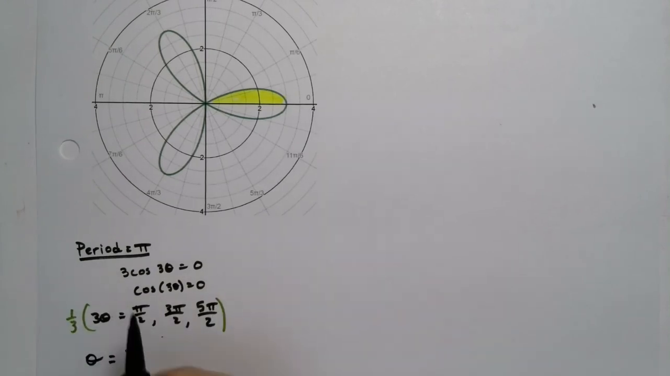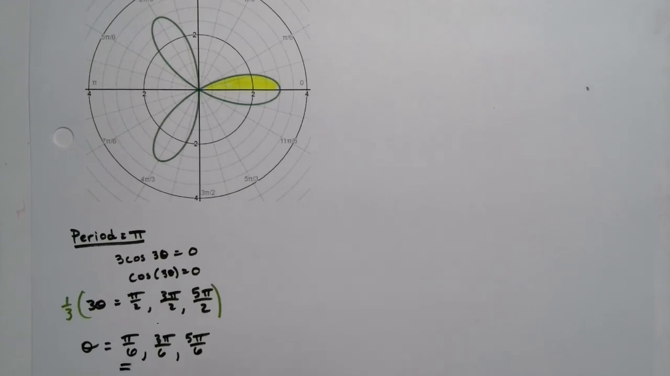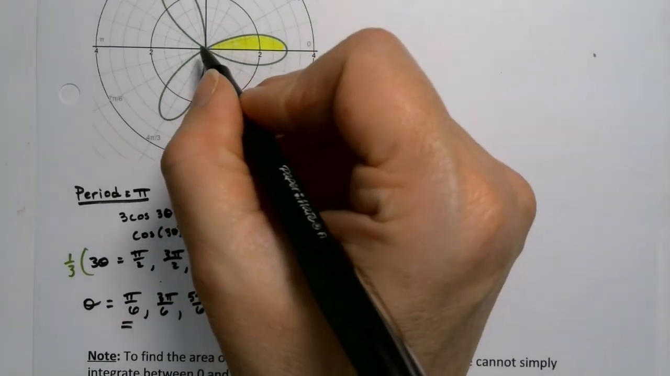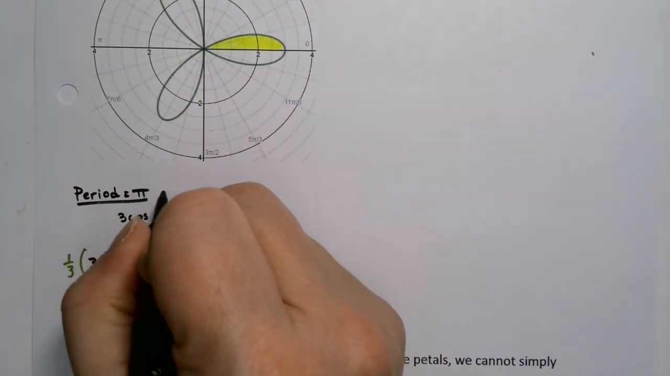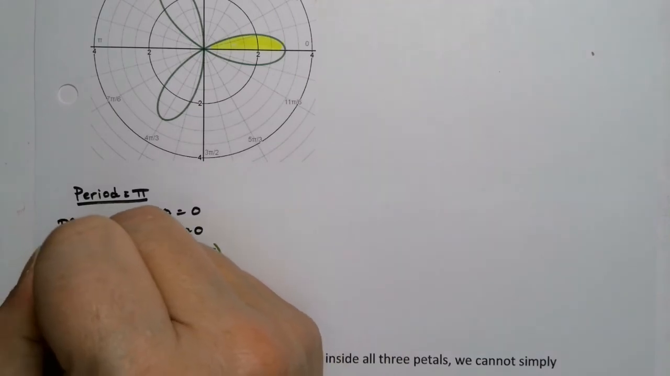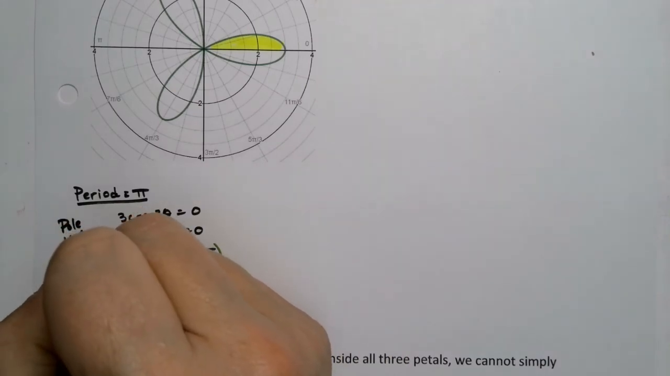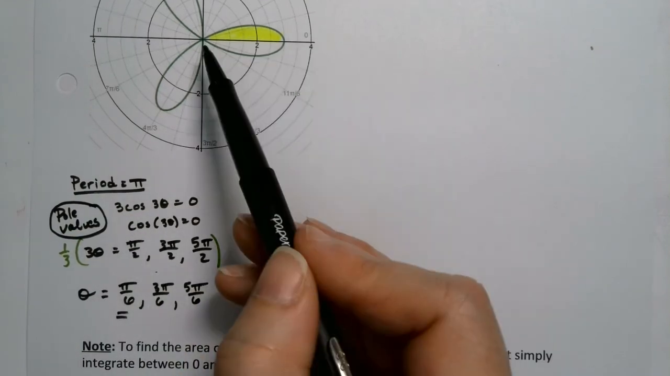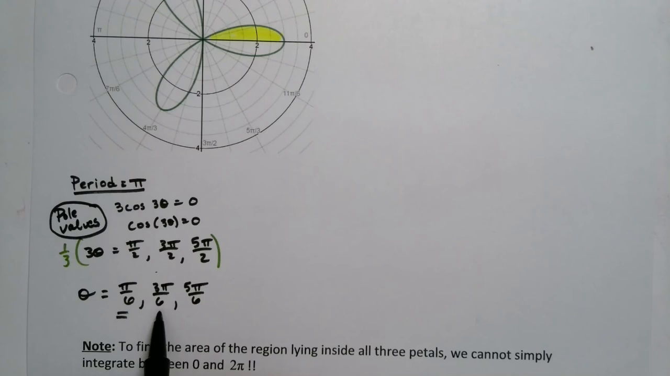Right? So that'd be pi over 6, 3 pi over 6, which is pi over 2, and then 5 pi over 6, right? So I'm right. It's not just a guess from Desmos. It really happens at pi over 6 that it comes back into the pole. So I'm really finding the pole values right here. My pole values, where the angles that it comes back and touches the pole, are pi over 6, 3 pi over 6, aka pi over 2, and 5 pi over 6.